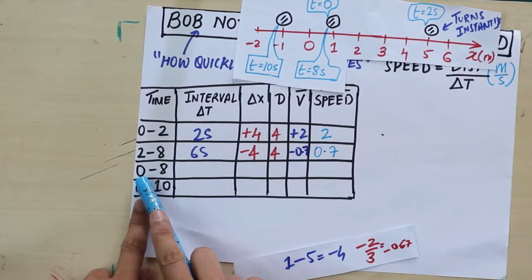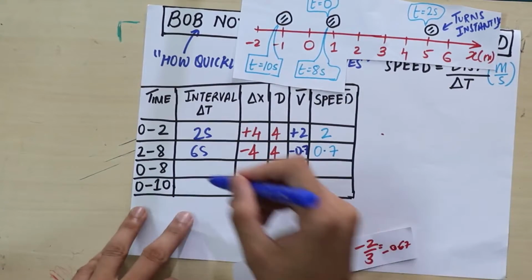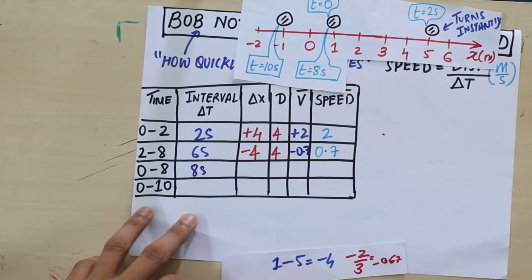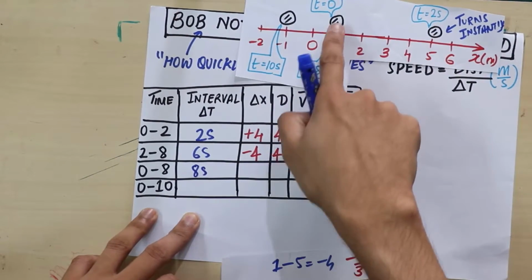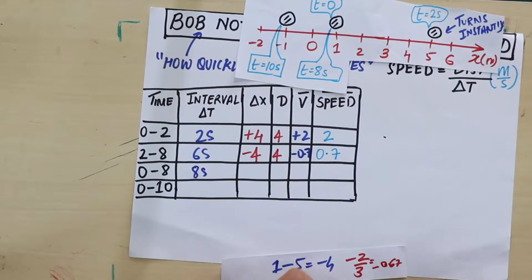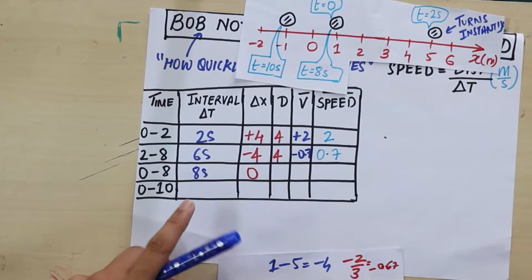Okay. Next one. 0 to 8 seconds. What's the time interval? Well, that's 8 seconds. What is delta x? Delta x is 0. I hope you can see that. Because he has returned back to the same position. It's 1 minus 1, 0.